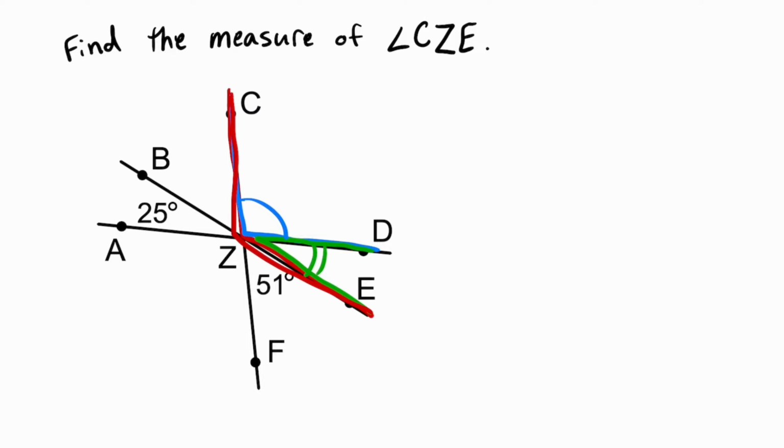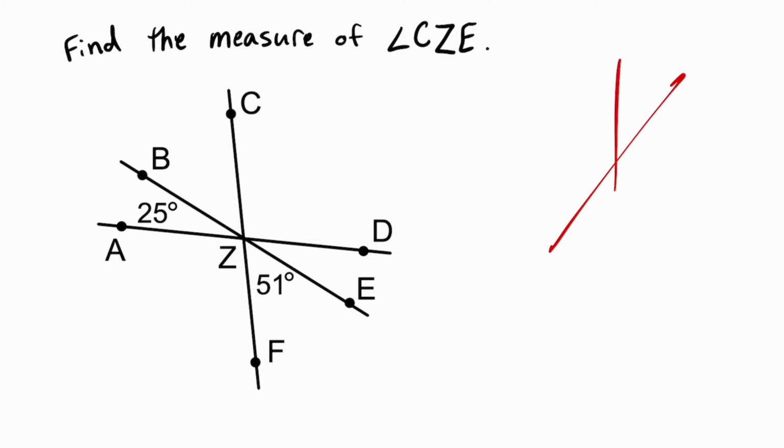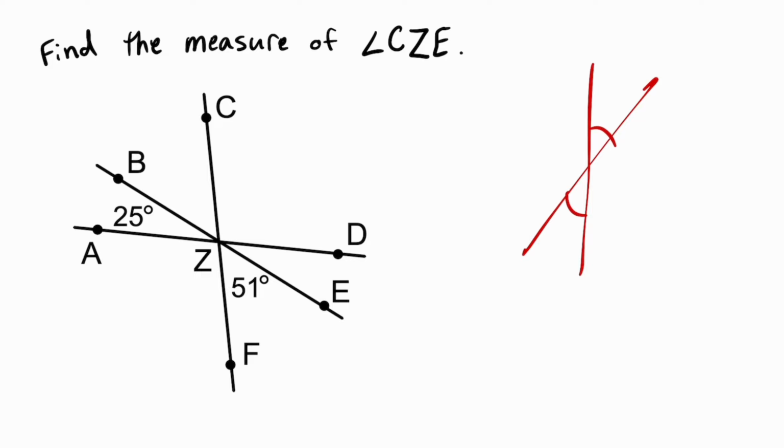In fact, one of those is pretty easy to find as it is because we have vertical angles in this diagram. Now, vertical angles are two angles that are formed by intersecting lines that are directly across from each other. Now, the key thing to remember here is that they have to be formed by two lines that intersect and go all the way through.